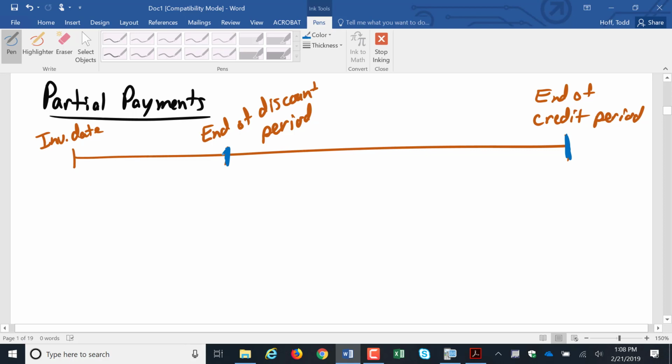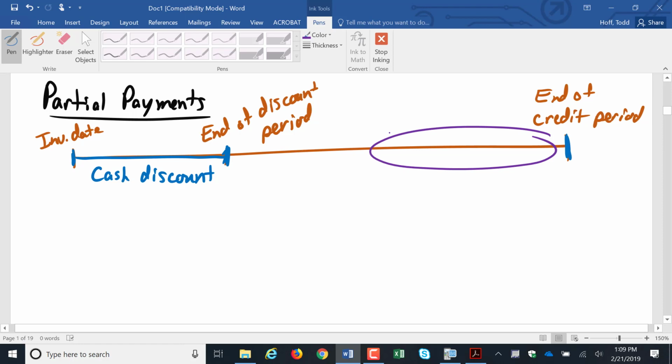For this section, it's the end of this discount period that's important. If they pay between the invoice date and the end of that discount period, they get a certain cash discount, which is a percentage of the bill. Well, what if they can't pay the bill in full? They can still pay what they can during that discount period, and then the rest can be paid before the end of the credit period, and they'll still get some of the discount for that partial payment. So let's take a look at this.